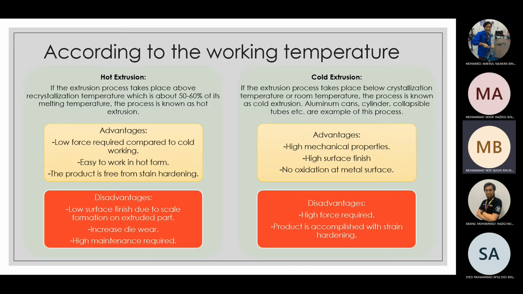And for cold extrusion, if the extrusion process takes place below the recrystallization temperature, or at room temperature, the process is known as cold extrusion. Aluminum cans, cylinders, collapsible tubes, etc. are examples of this process. The advantages of cold extrusion include high mechanical properties; second, high surface finish; and third, no oxidation at the metal surface. The disadvantages of cold extrusion are that high force is required, and lastly, the product is accompanied by strain hardening.